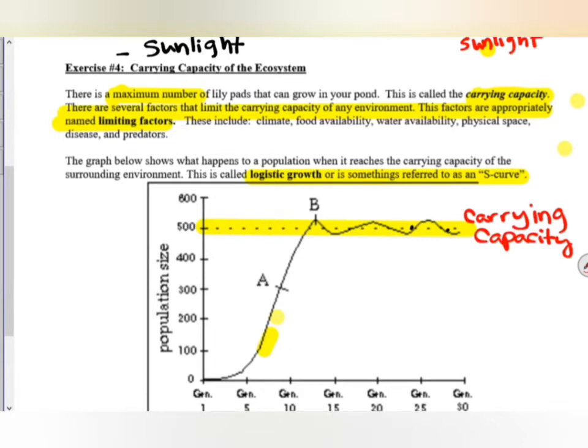Look right here. This should look an awful lot like your last graph. Do you see how every population starts out as a J? Every population starts out growing exponentially. This is the exponential growth phase.